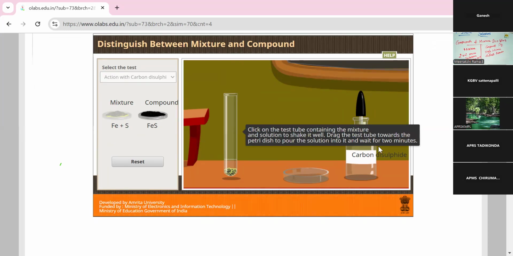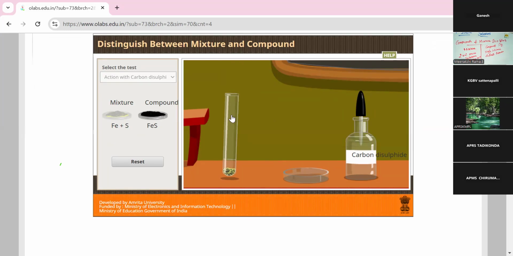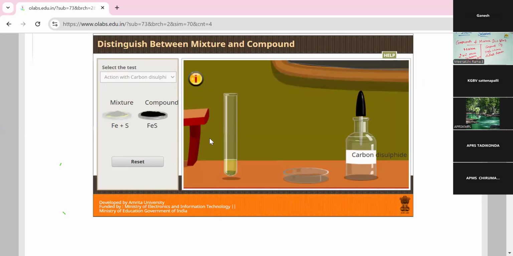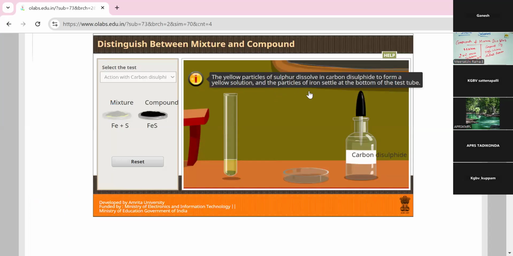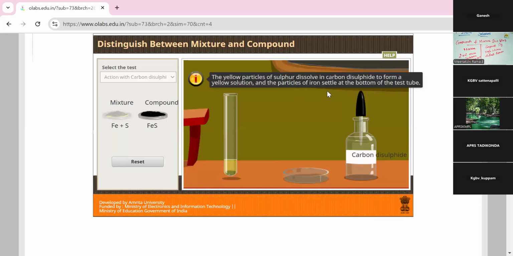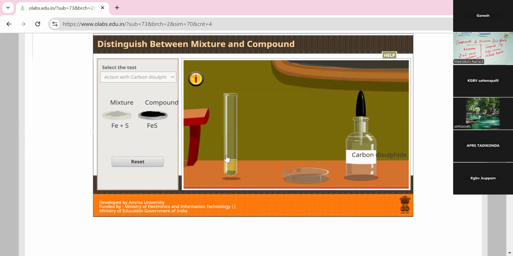Next one. Stir the test tube. Yes, now I am stirring the test tube. The particles settle down. The yellow particles of sulfur are dissolved. Before stirring, there is no change in the test tube. After stirring, the iron particles settle down. So the yellow sulfur is completely dissolved in carbon disulfide to form a yellow solution. The iron particles settle at the bottom of the test tube.